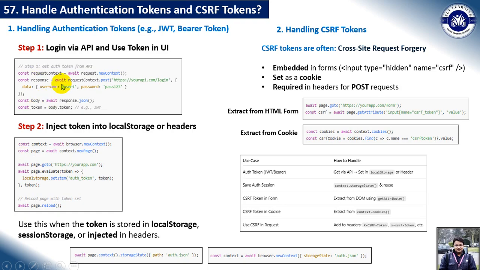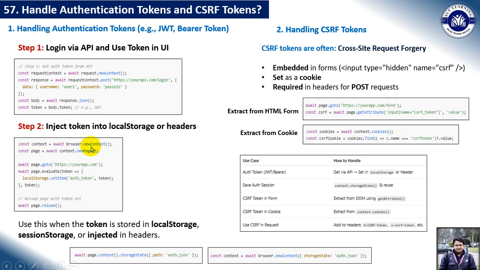So you can see the syntax to get the authentication token. You will have the request context, a new context, then the response, and you hit your login API with the username and password. Whatever response comes, you convert into JSON for the body, and from this body you fetch the token. So this is how you can fetch the token, and then you can utilize this token by injecting it in your local storage or the header, and execute your test case.